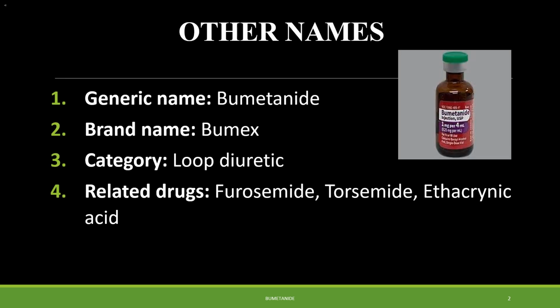Other names for bumetanide. 1. Generic name, Bumetanide. This is the medicine's official name. 2. Brand name, Bumex. Bumetanide is sold under this brand name. 3. Category. Loop diuretic. Bumetanide is a water pill, working in the loop of Henle. 4. Related drugs. Furosemide, torsemide, ethacrynic acid. These are other loop diuretics similar to bumetanide.